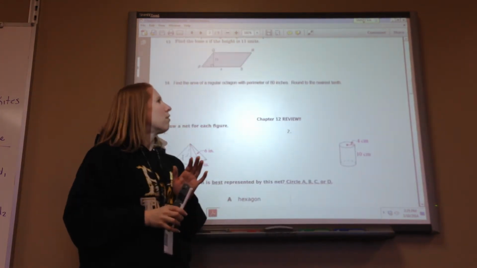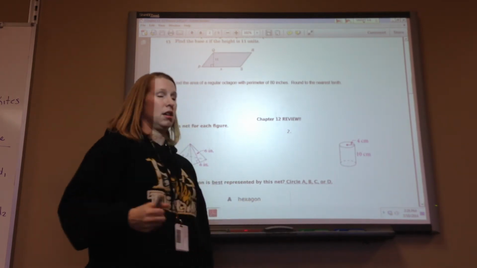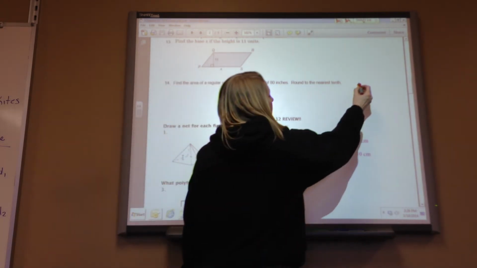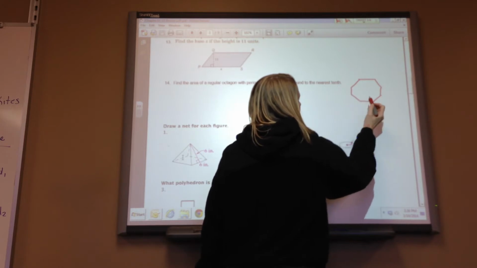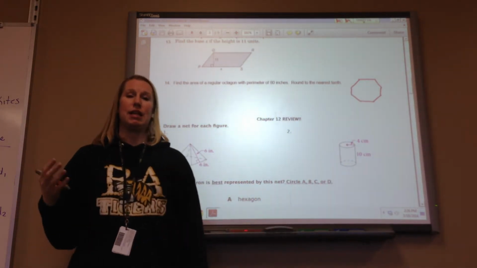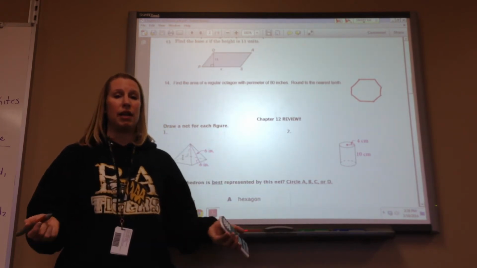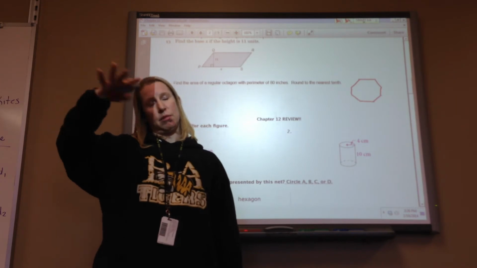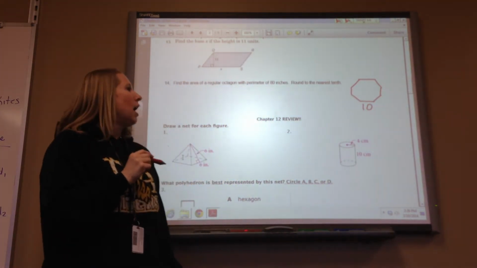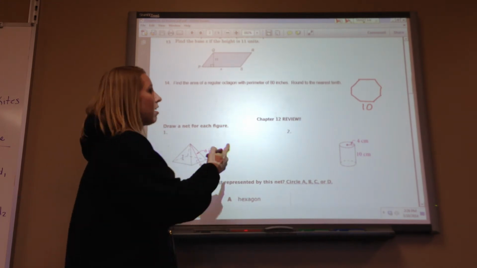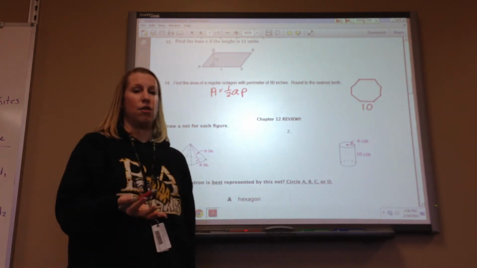Find the area of a regular octagon with perimeter of 80. So this is hard. An octagon has 8 sides. So I have 1, 2, 3, 4, 5, 6, 7, 8. I know the perimeter is 80. So if there's 8 sides and the whole perimeter is 80, that would make each side 10, because 10 plus 10 plus 10, 8 times would be 80. So each side is 10. I have to figure out what the apothem is, because area of a regular polygon is 1/2 apothem times perimeter, and I don't know the apothem.